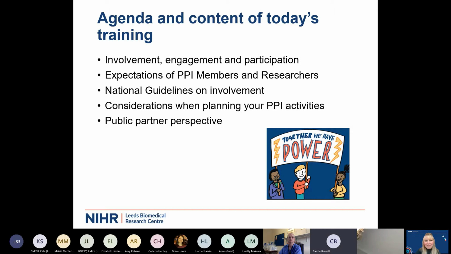on this. So just to give you a bit of an overview of what we will talk about, we're going to have a discussion about the different types of public partnership that we have, involvement, engagement and participation, and what are the differences between those areas. We're going to talk about the expectations we have of PPI members and the expectations we have of researchers when they're conducting patient involvement activities.